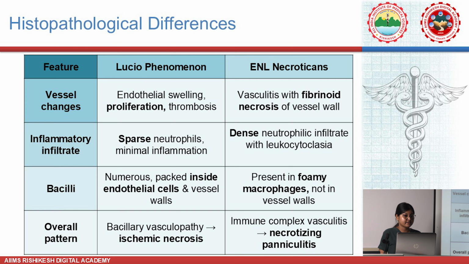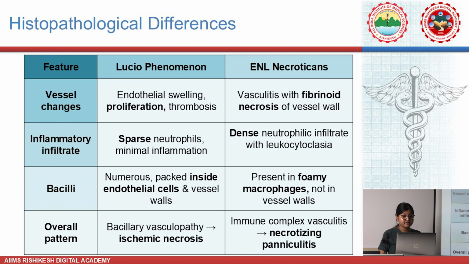The infiltrate in Lucio phenomenon is predominantly foamy histiocytes. The neutrophils are very sparse or absent. And in ENL necroticans, there is a dense neutrophilic infiltrate with leukocytoclasia. Leukocytoclasia basically means there is breakdown of these neutrophils because of increased proliferation and turnover. The bacilli in Lucio phenomenon are numerous and are also packed inside the endothelial cells, causing their injury. Hence there is bacillary vasculopathy, leading to endothelial injury, causing thrombus formation and resultant ischemia and ischemic necrosis, because of which we see the necrotic lesions in Lucio phenomenon.